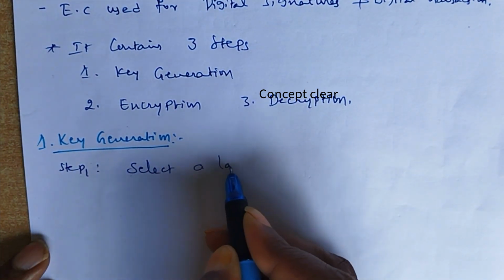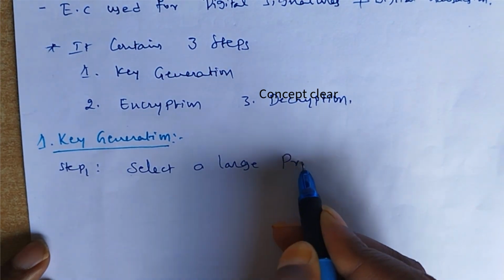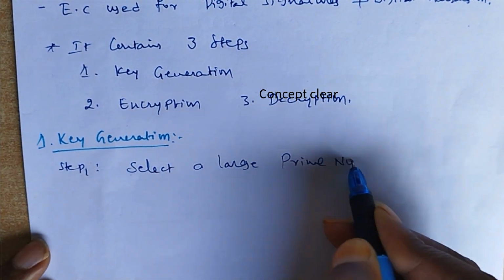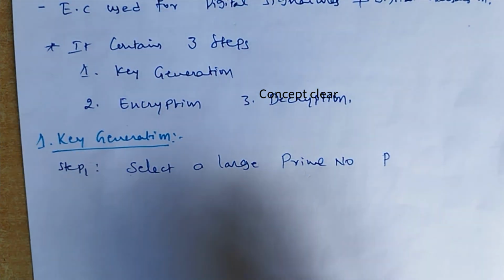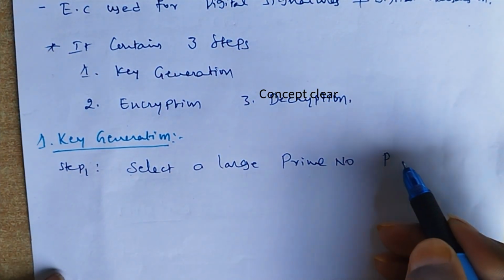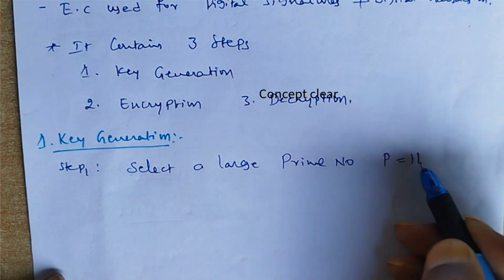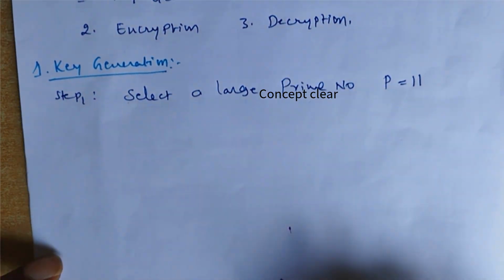Select a large prime number P. Okay, here at the same time we will consider one example also. Here I am taking the prime number P and I am assigning the value 11.